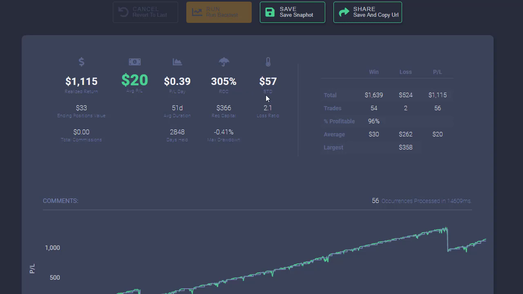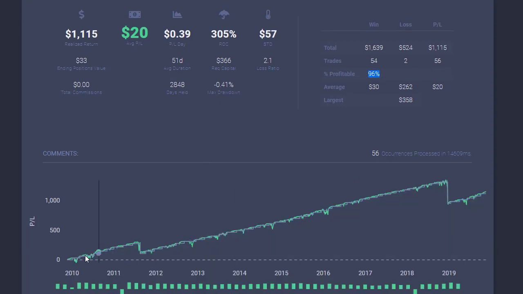So that's sort of the settings here. It had a 96% win rate. There were 56 trades, only 2 losses. But let's look at those losses. This is the P&L curve.